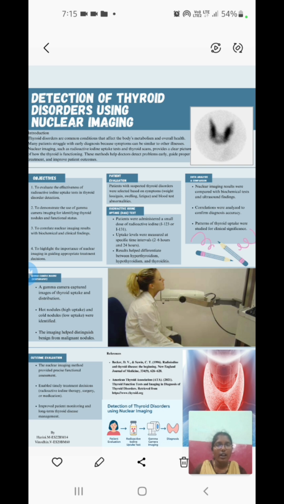Then we go to data analysis. The collected imaging results were compared with blood tests and ultrasound scans to confirm accuracy. The study checked how these findings matched to see which method worked best. Patterns of thyroid iodine uptake were also studied to understand different thyroid diseases such as hyperthyroidism, hypothyroidism, and thyroid nodules.